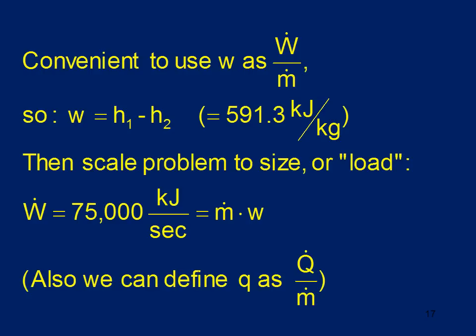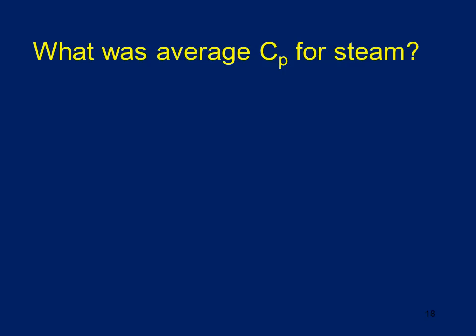That's just our delta H, and then scale the problem to the load size. So the work per time, this is just a convenience trick that I use, work per time, 75,000, is equal to mass per time times work per mass. So that's something we'll use quite a bit later on. Often if you're working problems from your text, they'll be asking for the work in BTUs per pound mass or kilojoules per kilogram. And so you know what they mean by looking at the units. What they mean is the work per mass in that process.